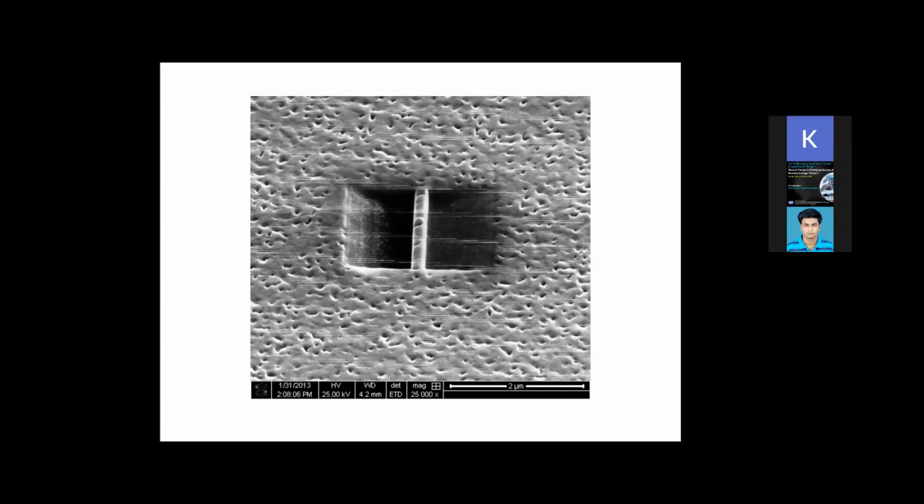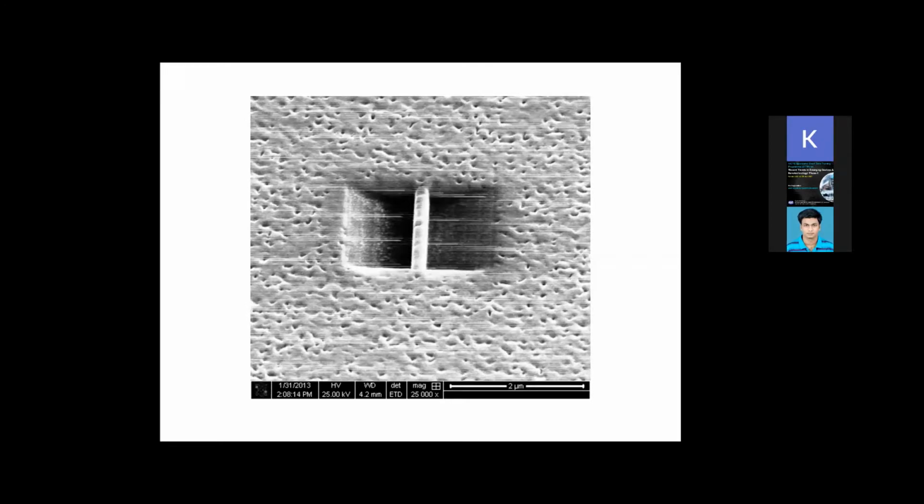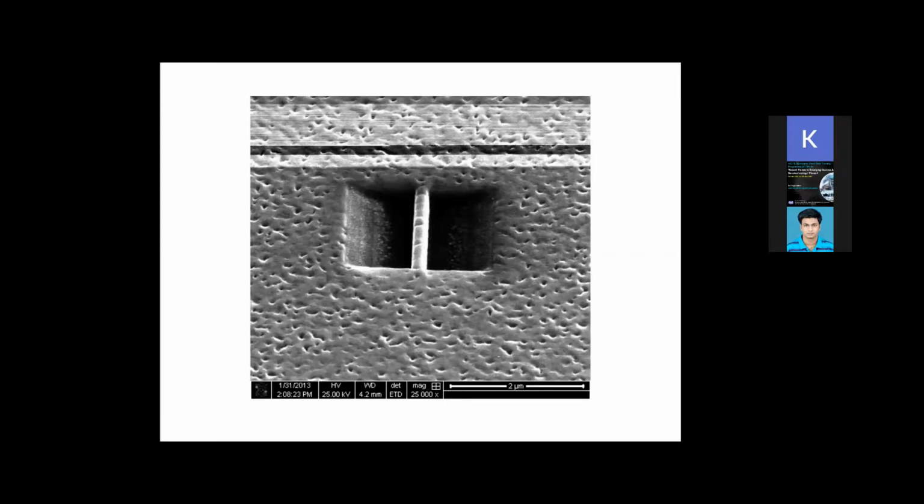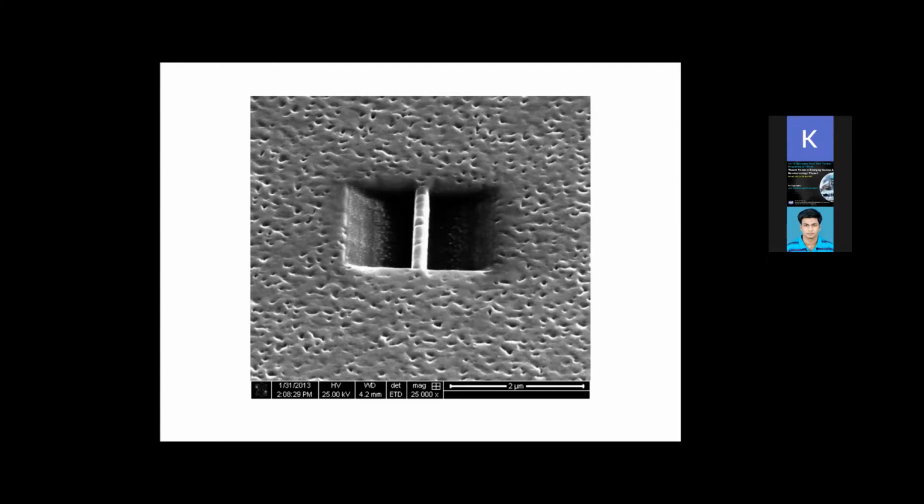Now it is starting to etch out the right hand part. Now you can do a coarse milling, and then you can do a fine milling. So initially you should do a coarse milling, and then you can decrease the width by doing a fine milling. So it is possible to do.